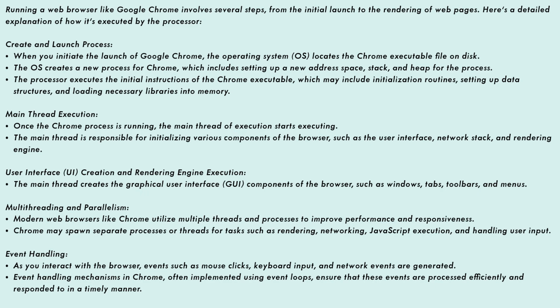The main thread is responsible for initialization of various components of the browser, like the UI, the network stack, and the rendering engine. For the network stack, you generally use the HTTP protocol and the DNS protocol. So you need network communication to be set up. The UI is set up. Sometimes multiple threads can be spawned, and each thread can work on the rendering engine, the networking stack, JavaScript execution, and handling user input and output.